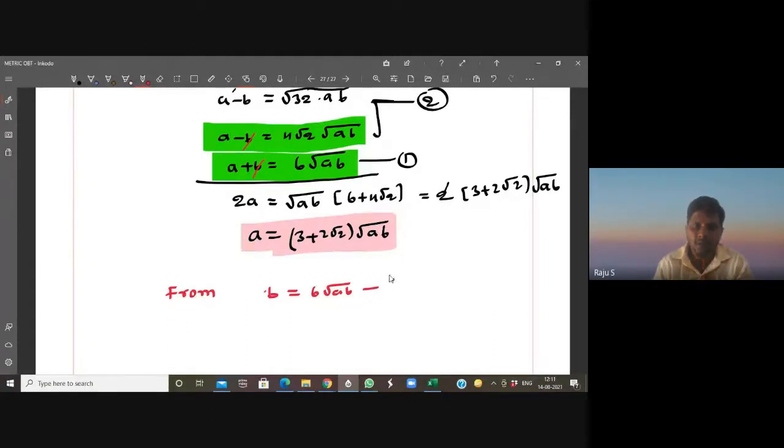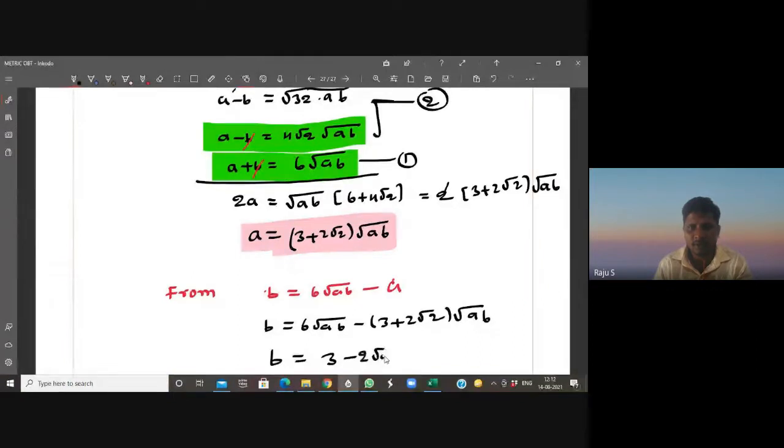Root AB cancels finally. So B is equal to 6 root AB minus A. Now substitute the A value. So B is equal to 6 root AB minus 3 plus 2 root 2 root AB. When I multiply here, 6 minus 3 is 3. Root AB you can take common. Finally, 3 minus 2 root 2 into root AB we will get. This is B. So we got A and B.